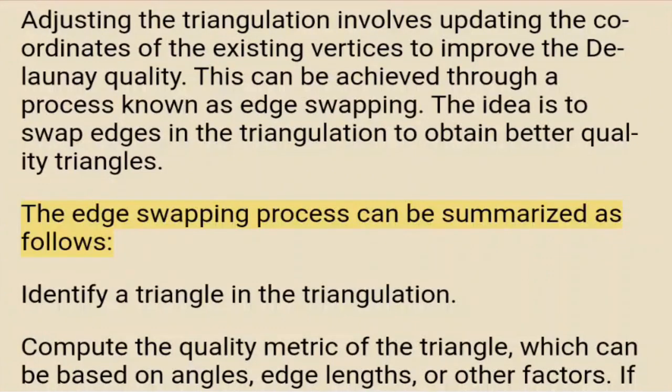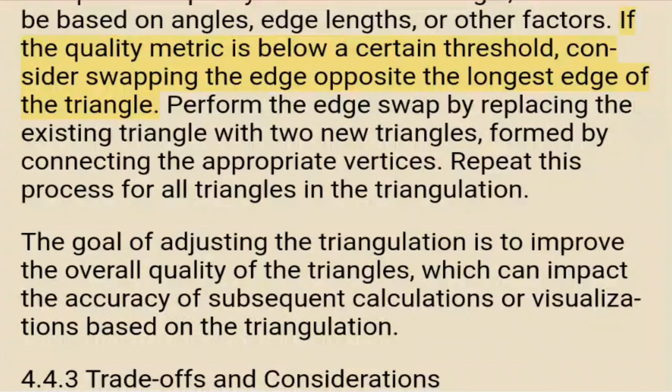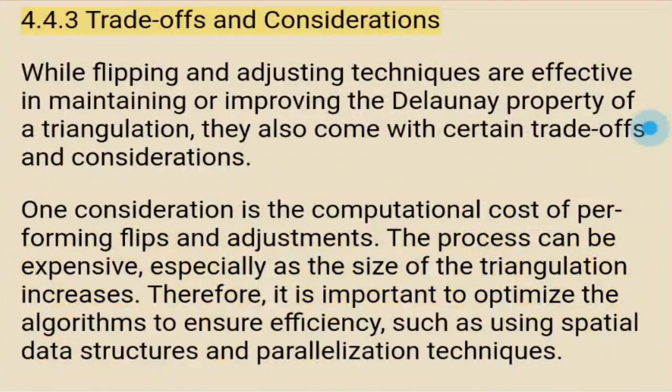The edge swapping process can be summarized as follows. Identify a triangle in the triangulation. Compute the quality metric of the triangle, which can be based on angles, edge lengths, or other factors. If the quality metric is below a certain threshold, consider swapping the edge opposite the longest edge of the triangle. Perform the edge swap by replacing the existing triangle with two new triangles, formed by connecting the appropriate vertices. Repeat this process for all triangles in the triangulation. The goal of adjusting the triangulation is to improve the overall quality of the triangles, which can impact the accuracy of subsequent calculations or visualizations based on the triangulation.